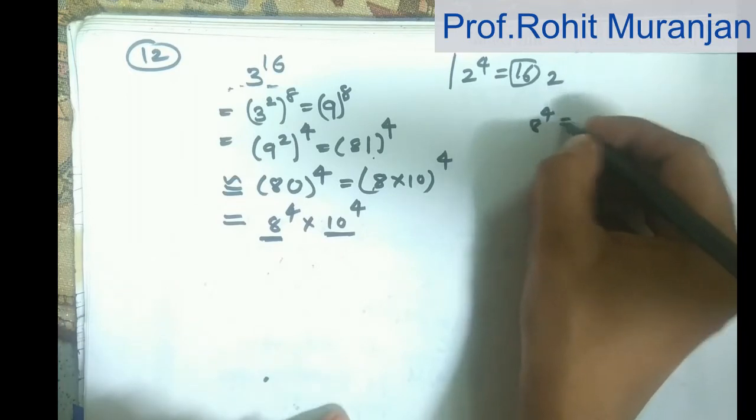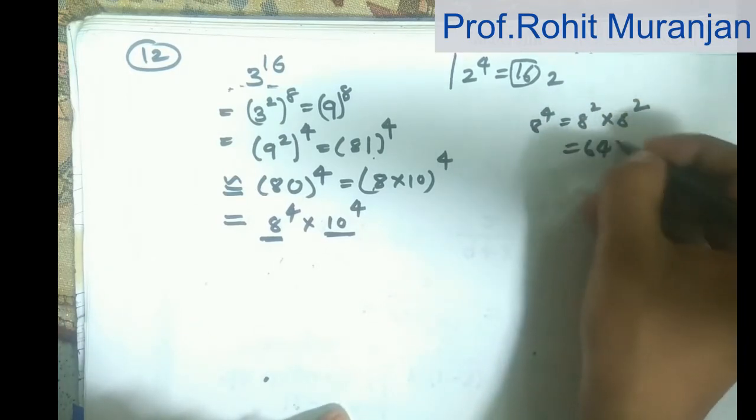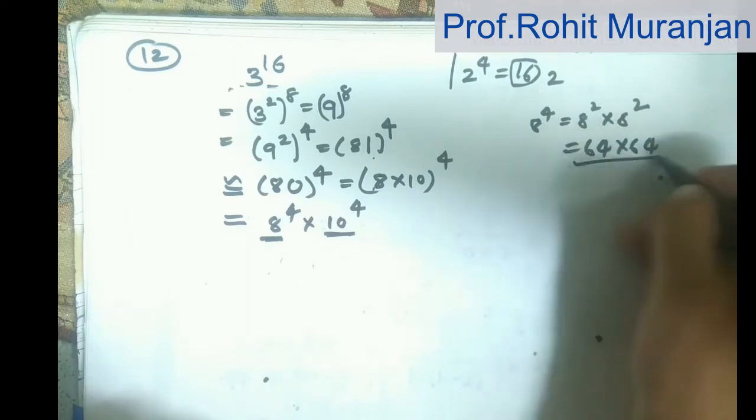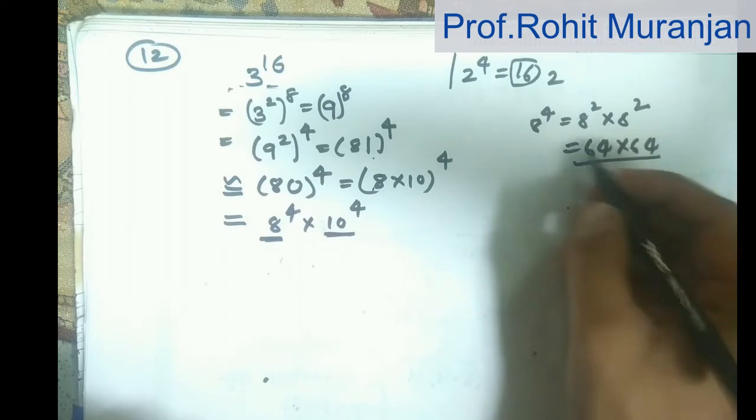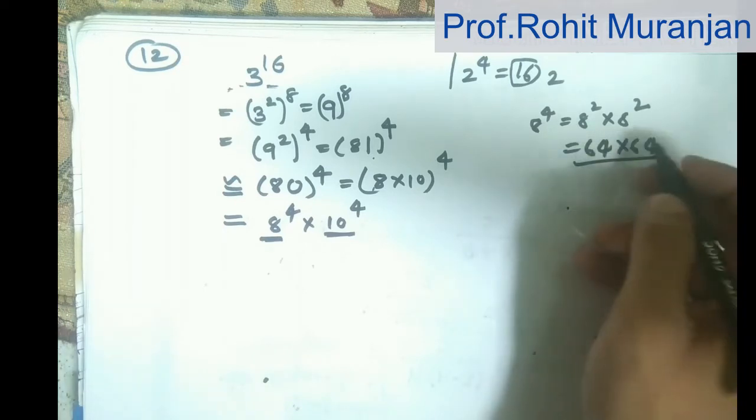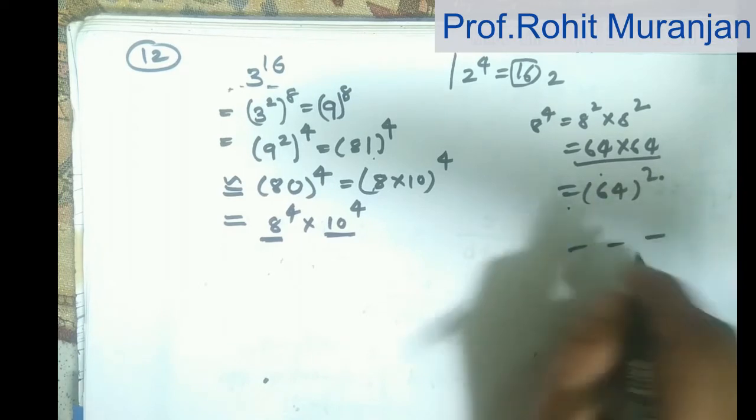8 raised to 4 means 8 square into 8 square. 8 square means what? 64 into 64. So how many digits will be there if I multiply 64? So what will be, in fact, 64 square? So how to find out 64 square? You just make 3 slots.